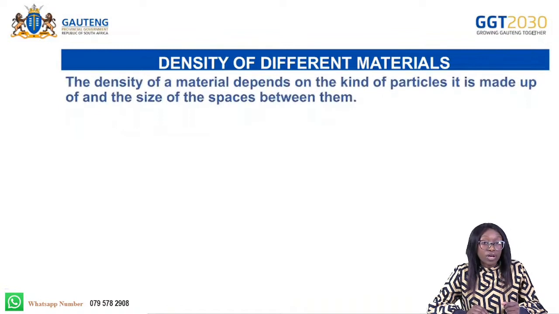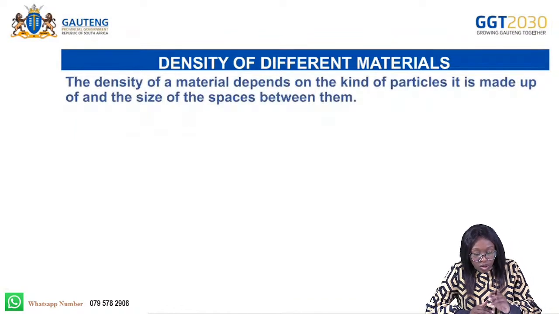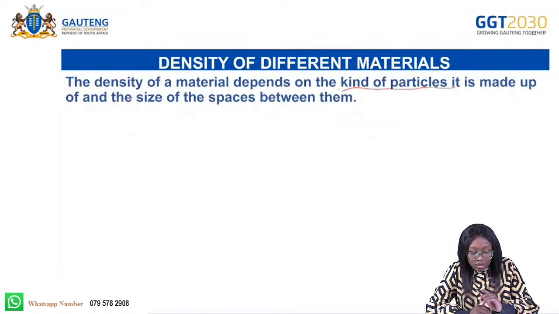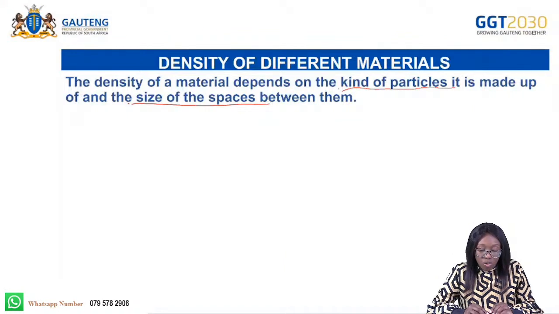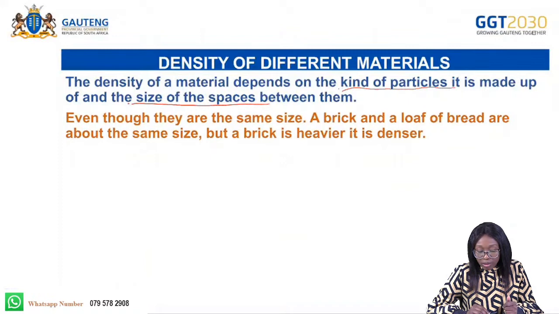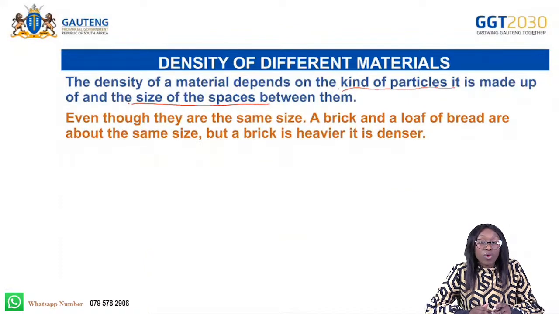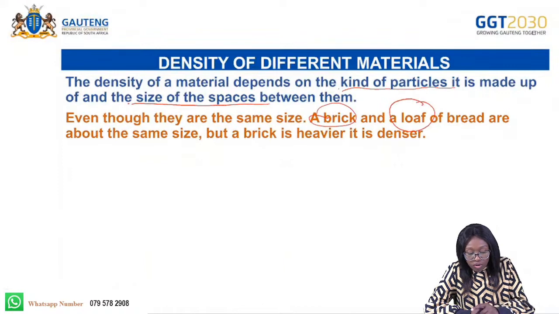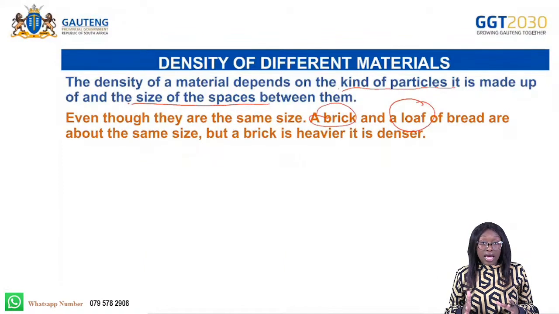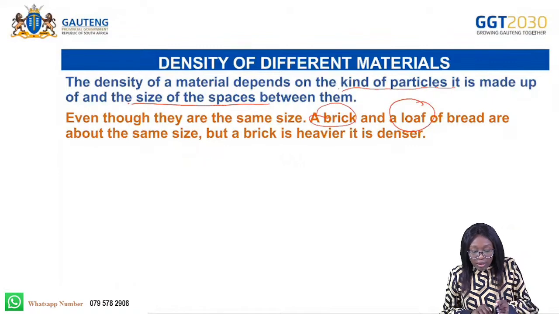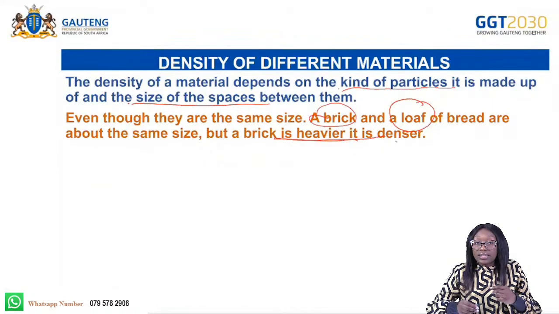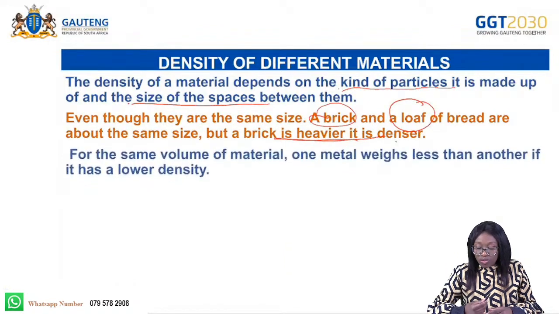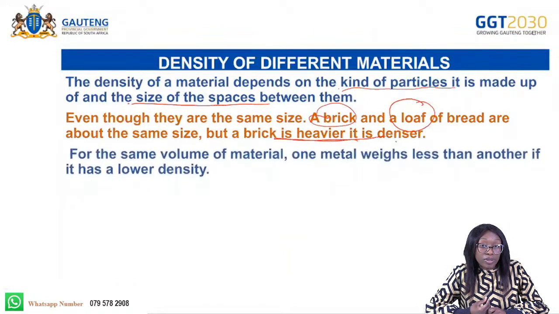Now the density of a material depends on the kind of particles it is made up of and the size of the spaces between the particles. Even though our brick and our loaf look the same size, they have the same volume. The brick is heavier and it is denser. This is due to the kind of particles that make up the brick and the spaces that exist between the particles that make up the brick.